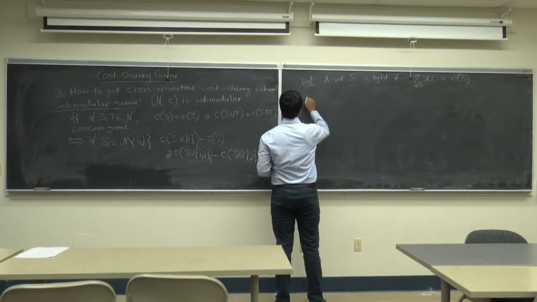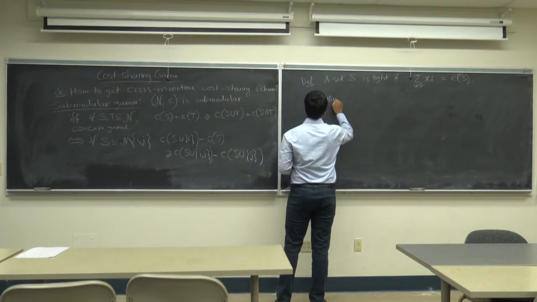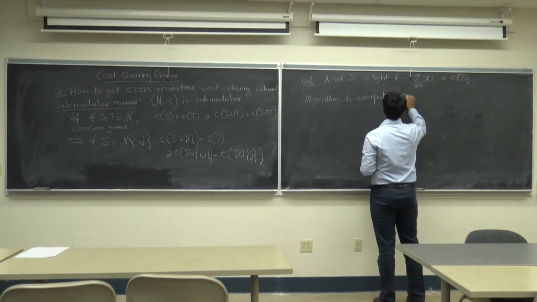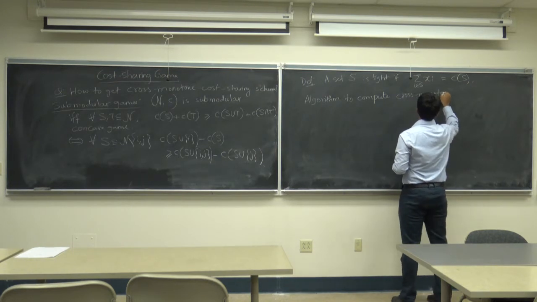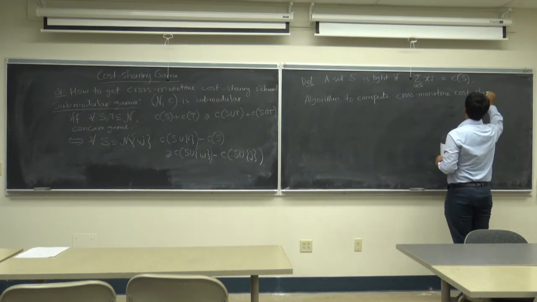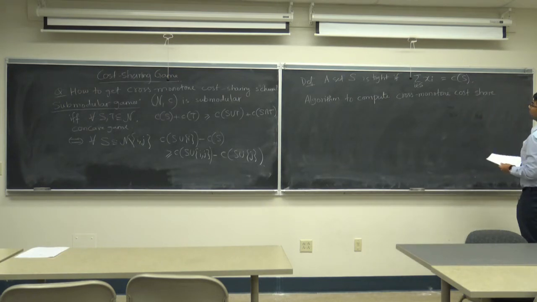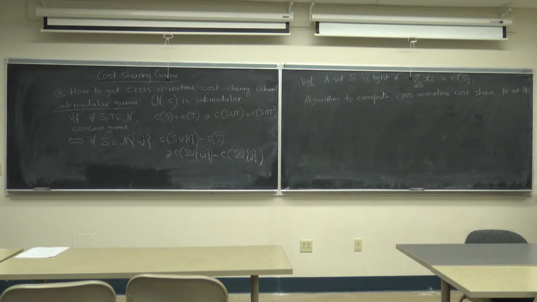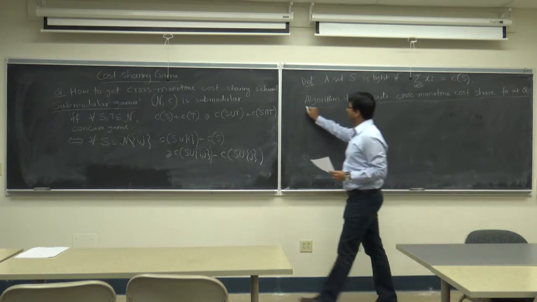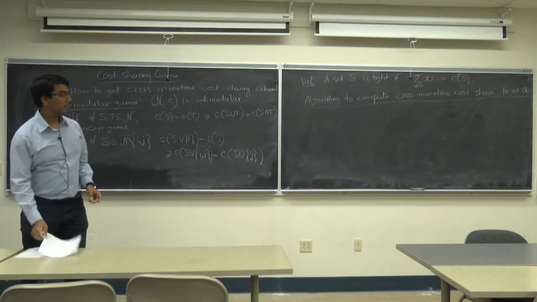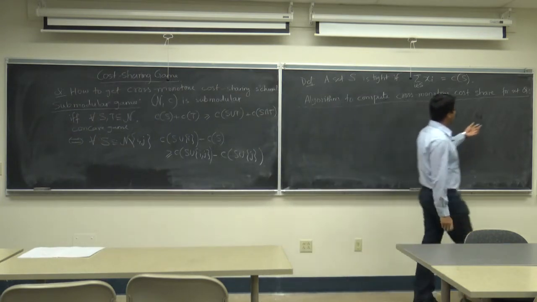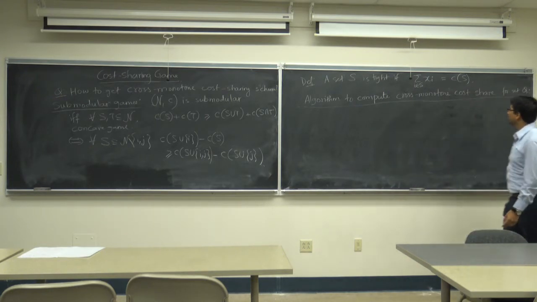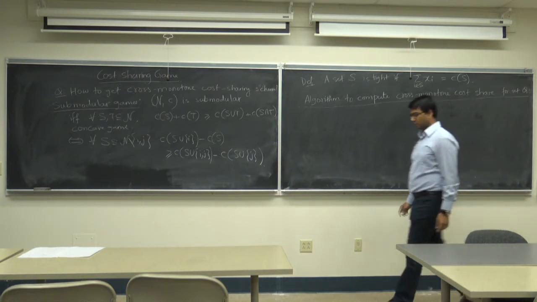Okay, so the algorithm to compute cross monotone cost share for set Q. Now there is a slight issue here where we have already decided the set of customers we want to serve. Okay, and now we need to compute the cross monotone cost sharing scheme for this set of customers.